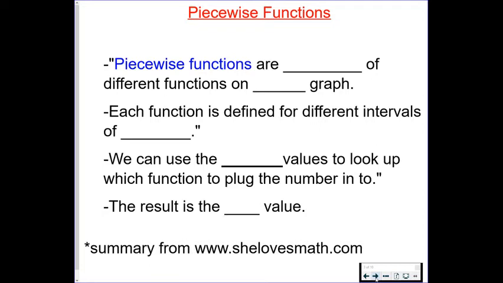So on our notes, you'll see there's a paragraph at the top of your worksheet, and I'm just going to summarize basically what it says. It says piecewise functions are pieces of different functions on one graph. Each function is defined for different intervals of the x values. So again, we're basing our functions on x. We can use the x values to look up which function to plug the number into, and the result will be the y value. So we're plugging in x, and we're going to get out a y, just like we did before. And that's basically what that paragraph is summarizing.